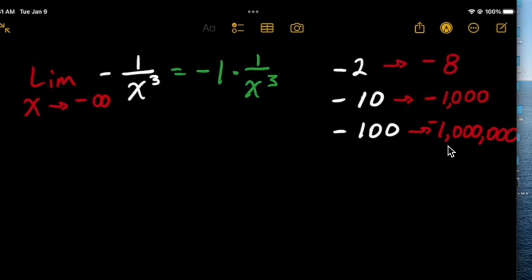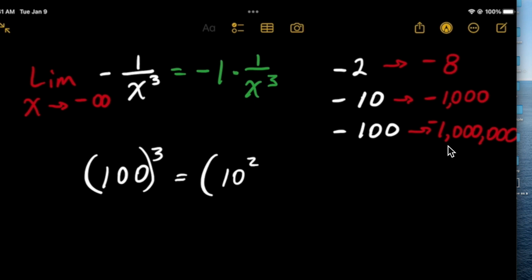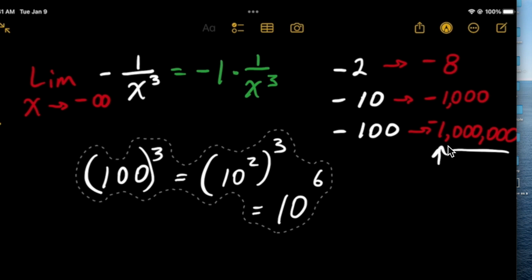Folks, let's quickly talk about how 100 to the third power is 1,000,000. So 100 can be written as 10 squared. And then if we do our power rule, we have 10 to the 6th power, which is 1 followed by 6 zeros, or 1,000,000. Okay, let's go to our number line.